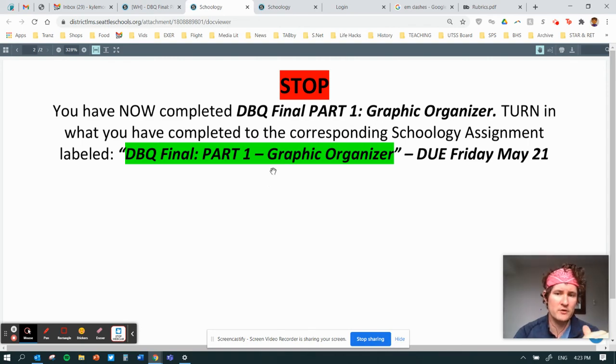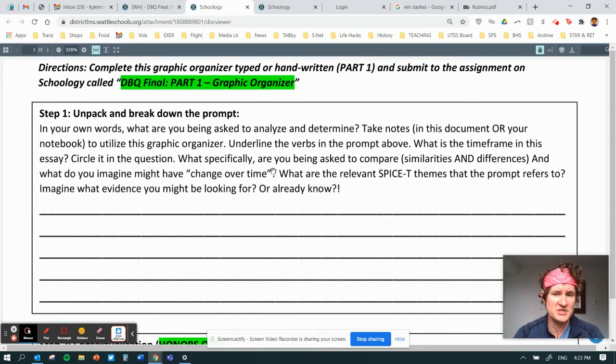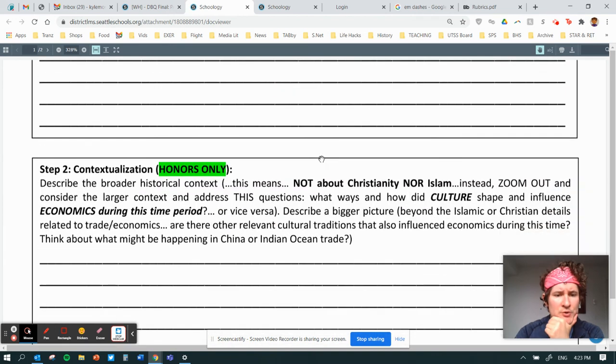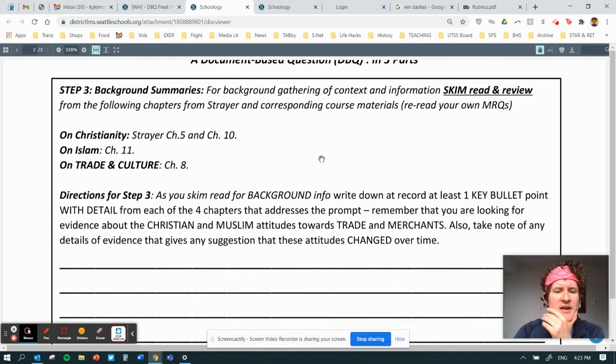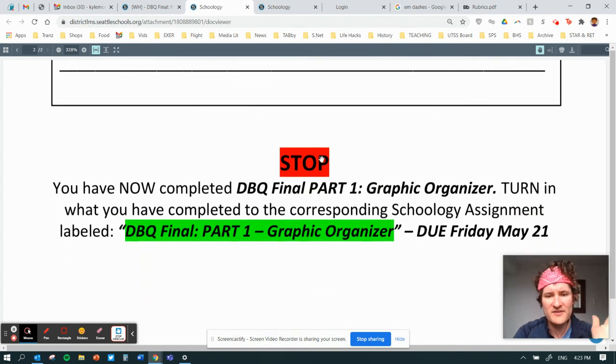So again, a quick little overview of this graphic organizer. Breaking down the prompt, really understanding what the question is, what is being asked of you, way before we think about an essay, way before we even think about what the DBQ document-based questions, those documents even are. Honors students alone will be required to do a contextualization. All students will be required to complete the background summaries and orienting yourself to the resources that we have already as background knowledge. That is it. That is what you will turn in at the end of week 1, due Friday, May 21st.